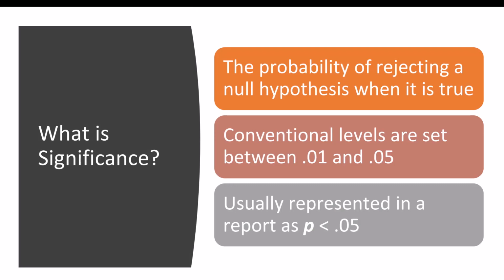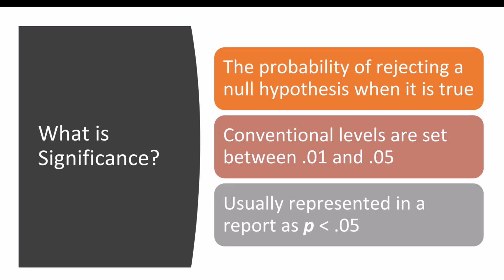And it's really the probability of rejecting a null hypothesis when it's true. And as I mentioned earlier in the video, we set the probability levels. Generally speaking, we set the probability levels between 0.01 and 0.05, depending on what could go wrong or the risk you're willing to take.